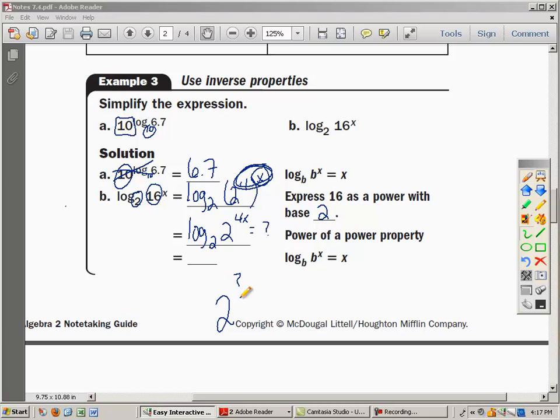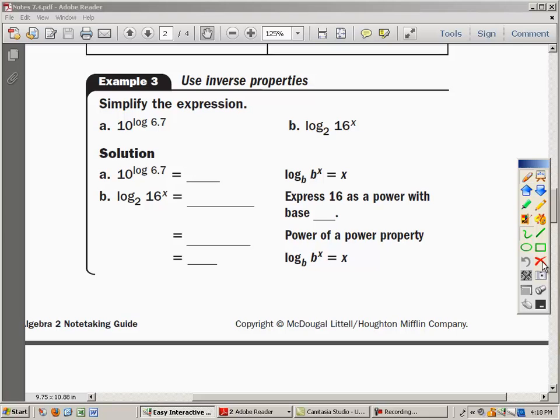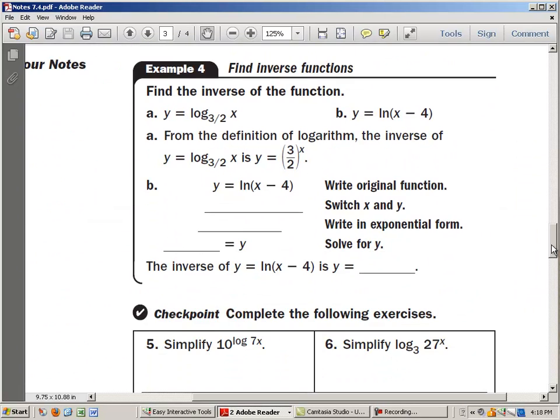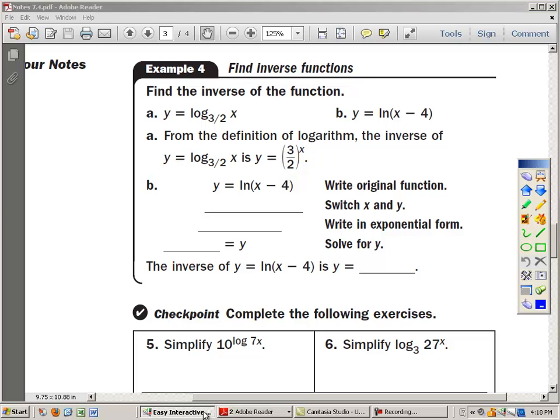Well, if I'm using my notation then, this is some number over here. 2 to what power becomes 2 to the 4x? Well, it has to be 4x. Since this base and this base match, effectively they just cancel, and my answer is 4x. That's another way you can think about that. Again, that's only if the base in the logarithm matches the base that I'm able to write 16 as a power of, which is 2.